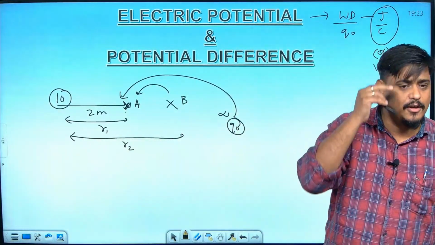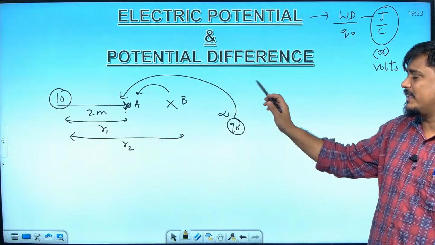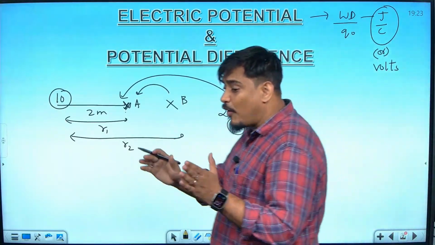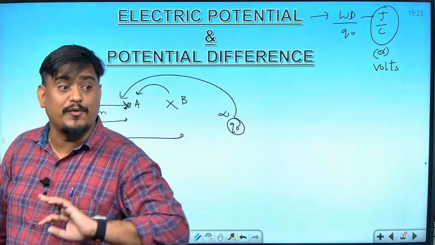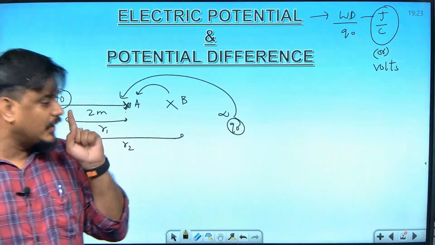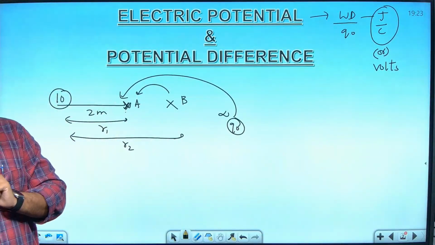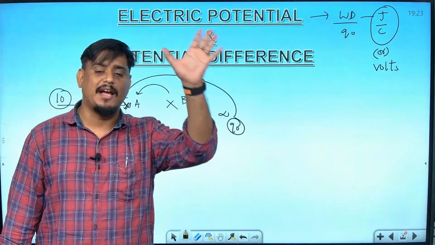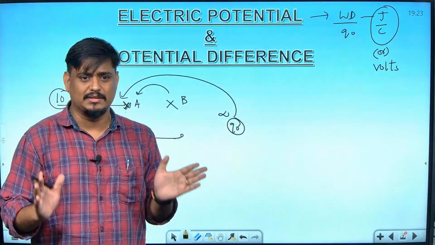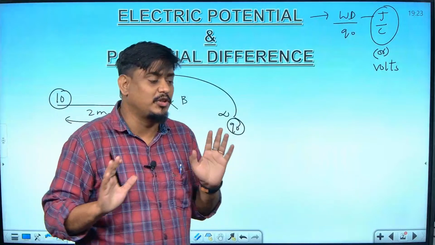So, the work done per unit charge to move a test charge between 2 finite distances is called the potential difference between the 2 points. And electric potential is the work done per unit charge to move it from infinity to that point. I hope you are clear in this. They are different only in these terms theoretically.